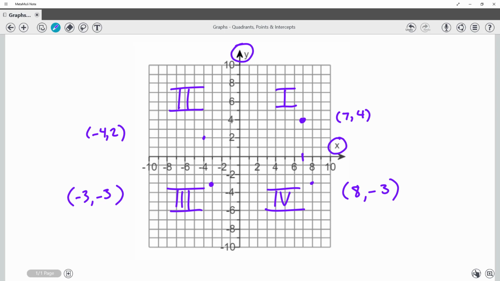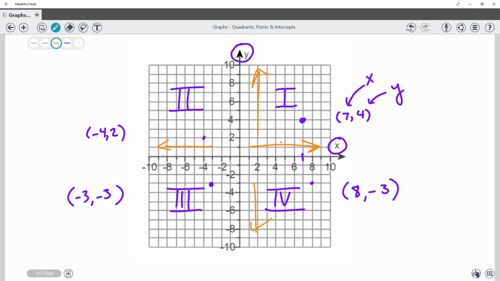So that's important that, one, you understand how to plot points: the very first value is the x, the second value is the y. If you go to the right with the x, that's positive. If you go to the left, that's negative. If you go up on y, that's positive. If you go down, that's negative.